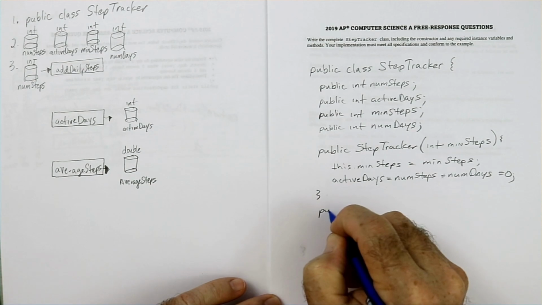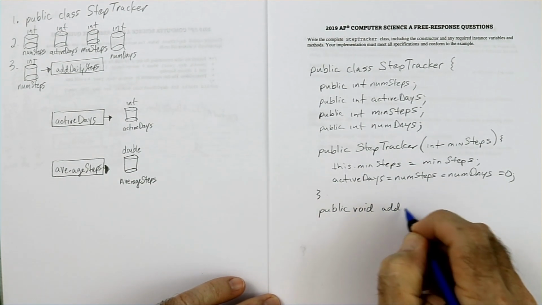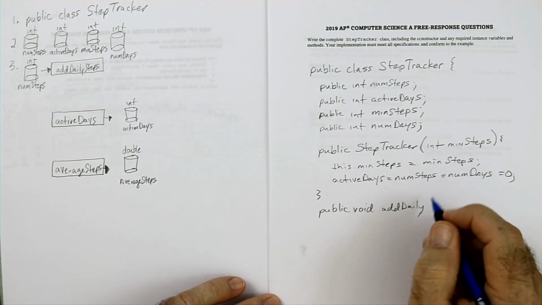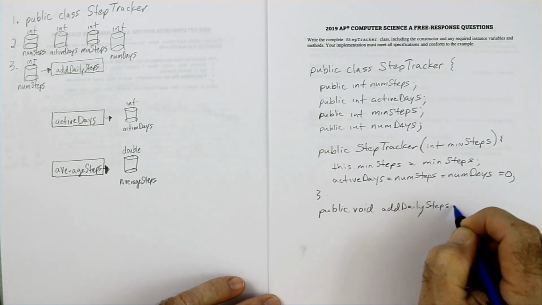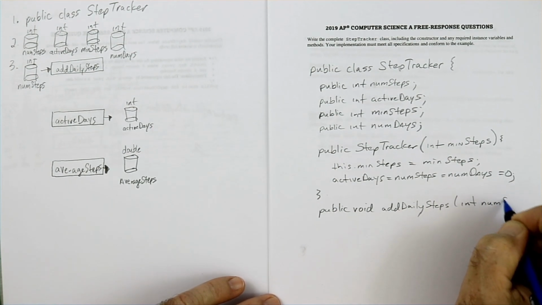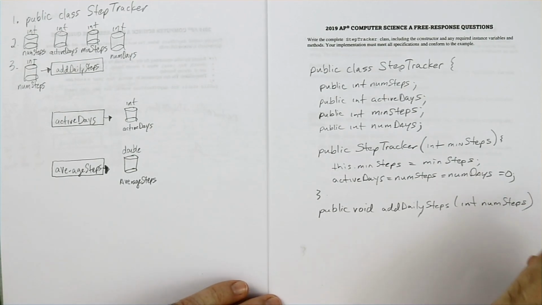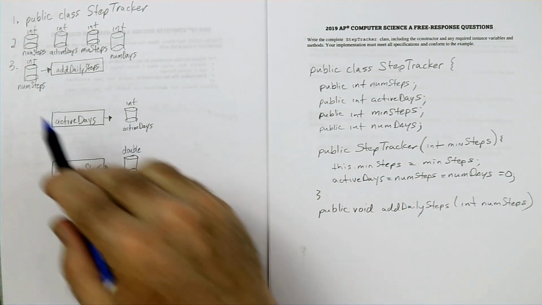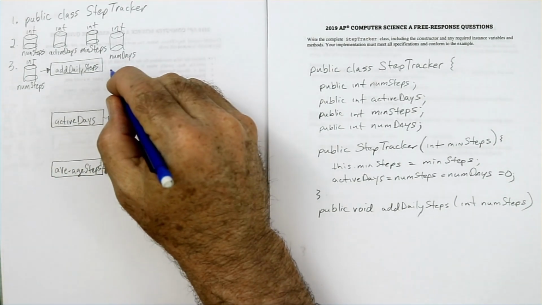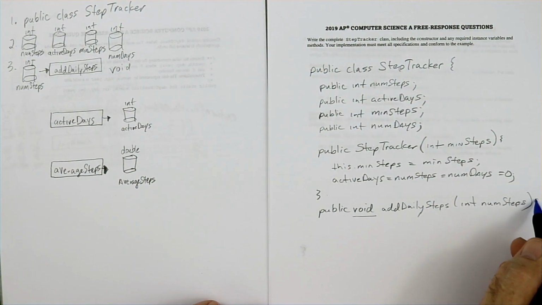So I'm going to go public void addDailySteps. And remember, you bring in int numSteps, and you get that from right here. See, you're just writing this, so you can write it very quick. It's a void because there's nothing returned here, and that's why you write a void here. So you got that set.